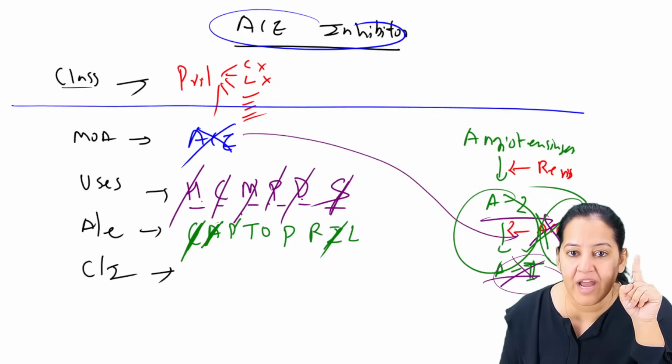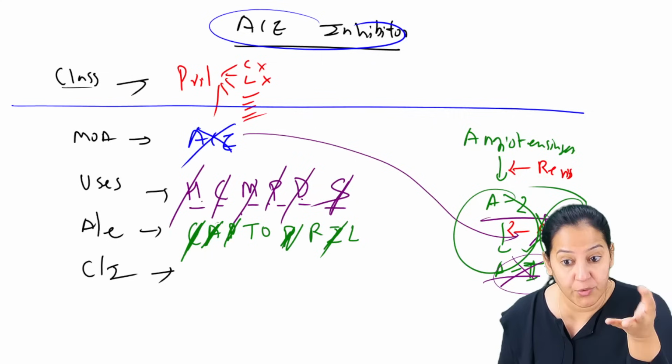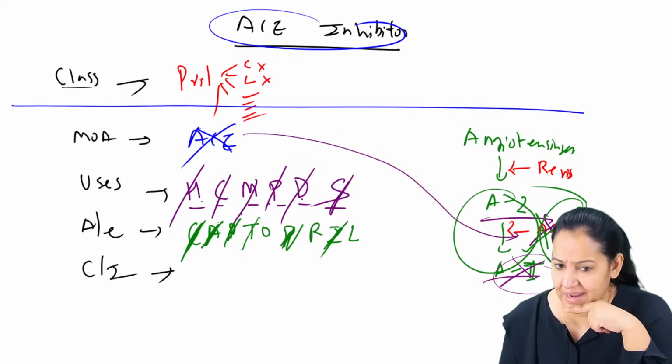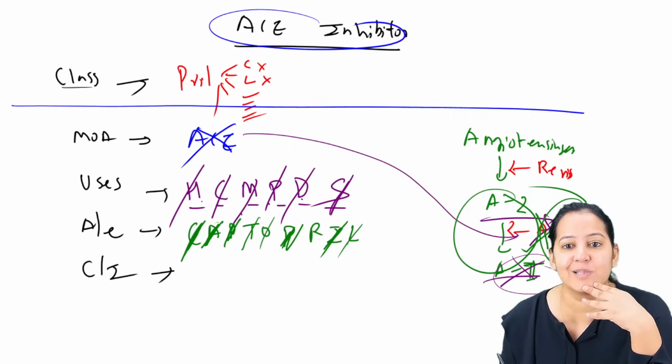Besides that, proteinuria and potassium. There are 2 P's: proteinuria and increased potassium. Increased potassium is very important. T is teratogenic and taste disturbance. O is others. And L is low BP.